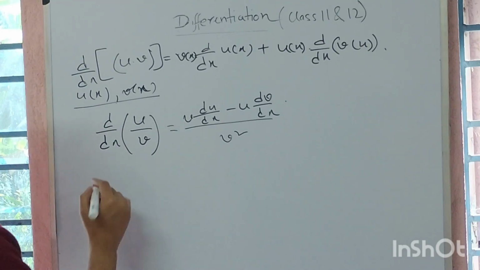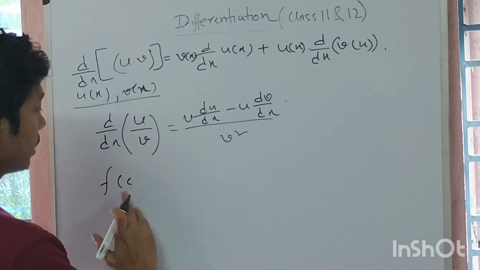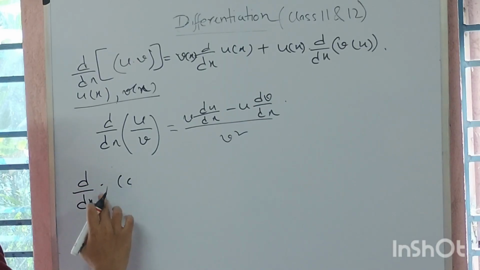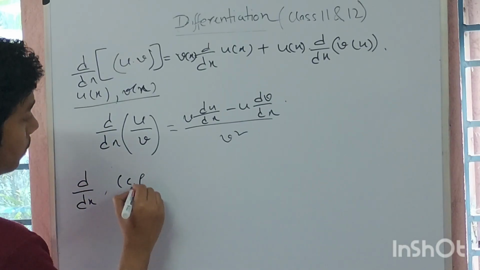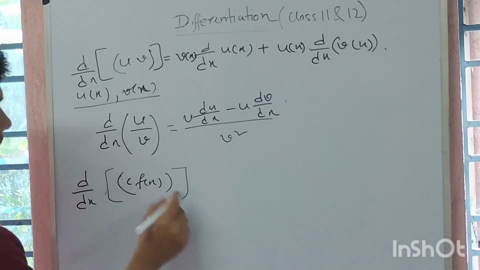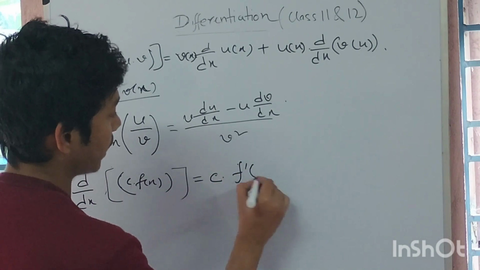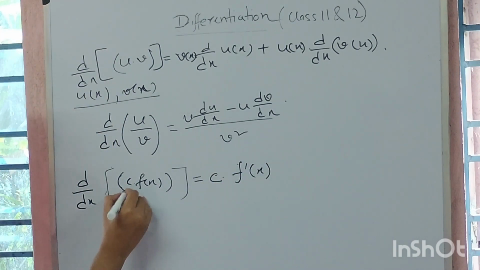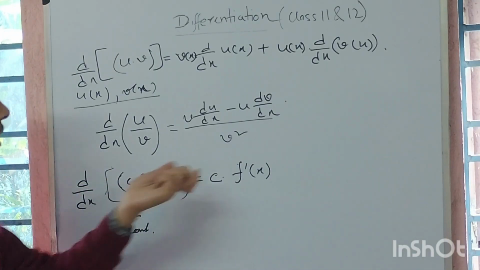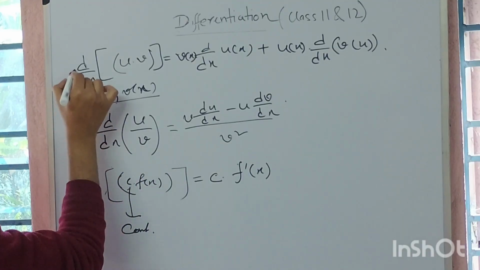And there is a very special thing that comes from this one. d/dx of c into f(x), what will its derivative be? It will be c into f dash x, where c is a constant. This c is a constant, so the constant will go outside, and it will be d/dx of f(x), which means f dash x. It basically comes from this one.